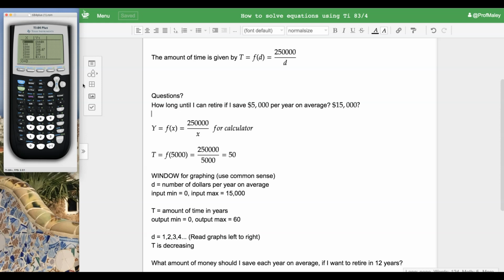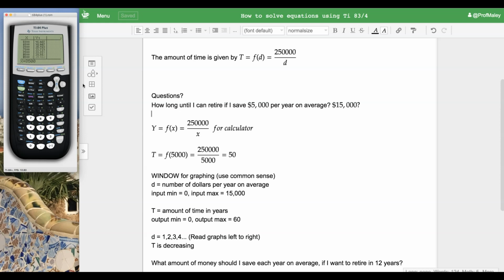So we can't save 0. That relationship doesn't allow us to do that. But if we save $4,500, we're noticing the output would be 55 years to retire on time. If we saved on average $10,000 a year, it would take us 25 years. So these are these input-output pairs here. So this is great. So one way to get the answer for this first one, how long till I retire? If I say 5,000, well, that'd be 50.